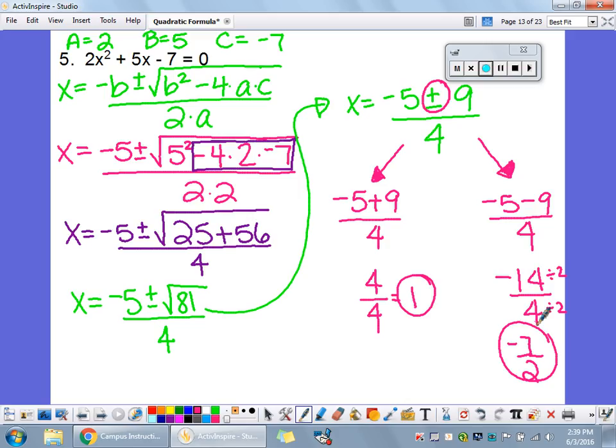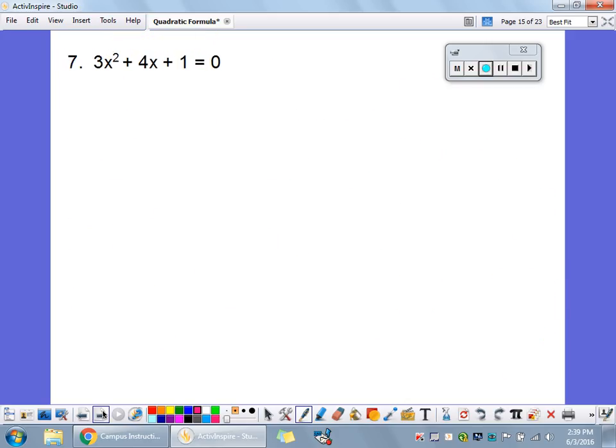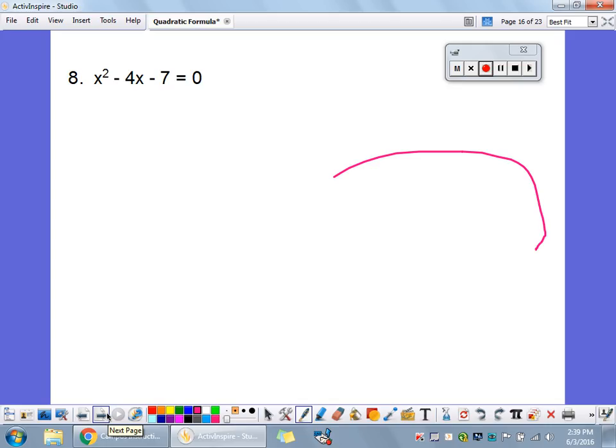Alright, and then the last one that we're going to do is number 8. Alright, so the last one again, we want to start off identifying A, B, and C. So A, because there's no coefficient on the x squared, A is 1. Remember to take the sign with B, so -4, and take the sign with C, so that's -7.